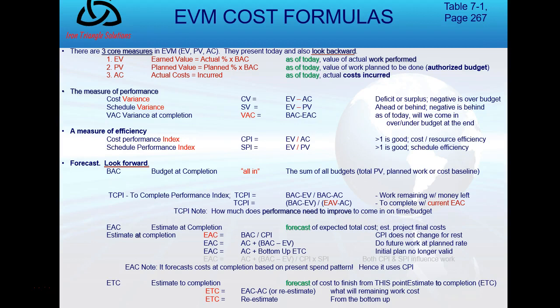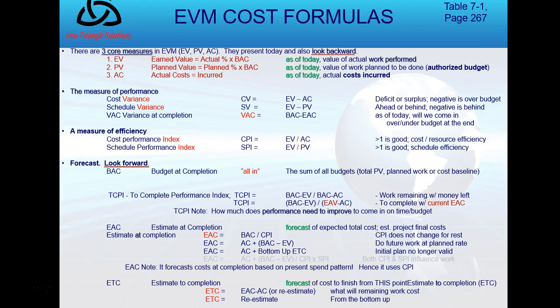Estimate at completion has several formulas. The last one I kind of have grayed out. I just think it's too complex to use for any certification exam. It's too long, but you should be aware of it. An easy way to do it is my budget at completion divided by the performance index for cost. And that's if CPI isn't changing.